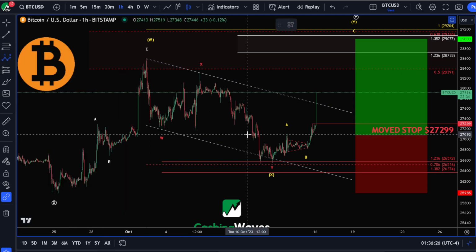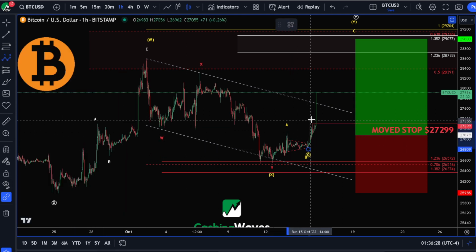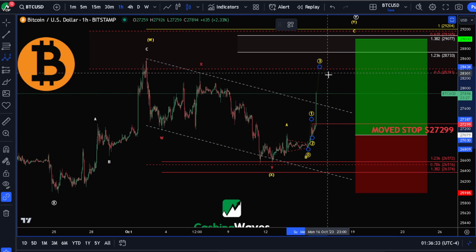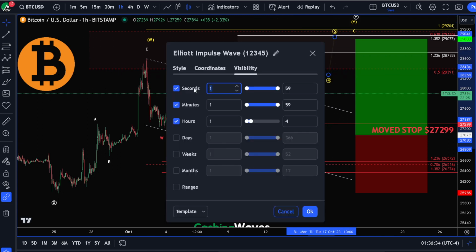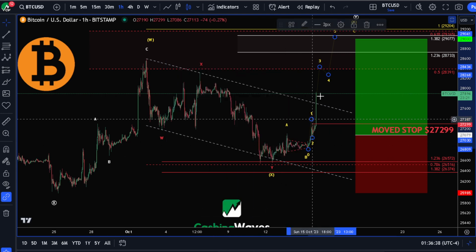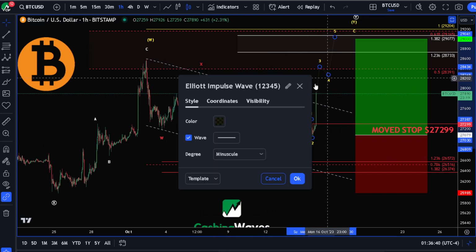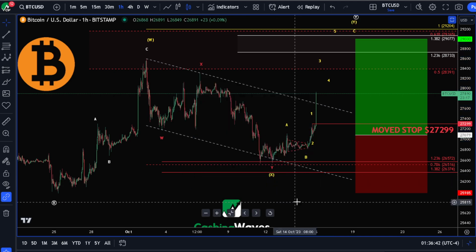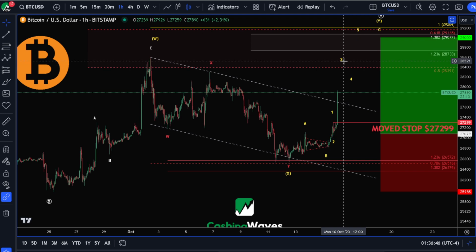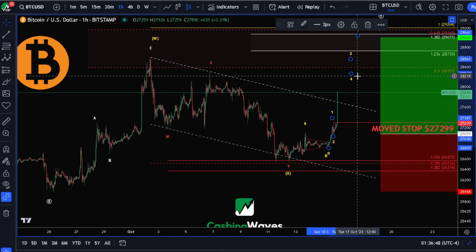And I'll raise my stops as we go, we'll see how we get up here. So that's what I'm looking for to complete here. And then I'll be looking for a short setup trade up in this area.